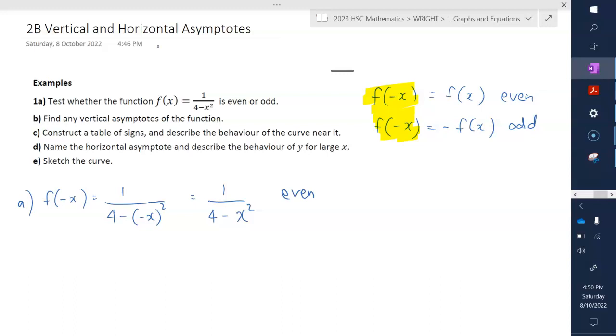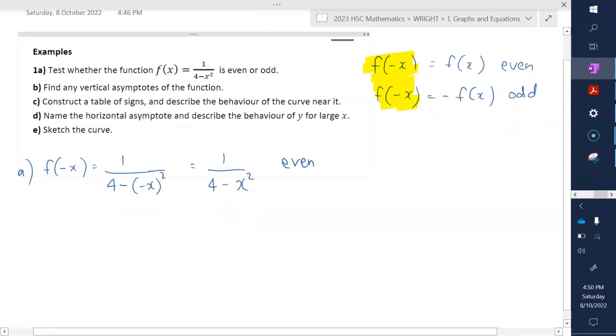So it's even. So we know that what we draw is going to be reflected about the y-axis. Think back to last year, y equals x squared was an even graph, and it was reflected about the y-axis. That might help us. I don't know yet. Hopefully it does for part E when we draw it.